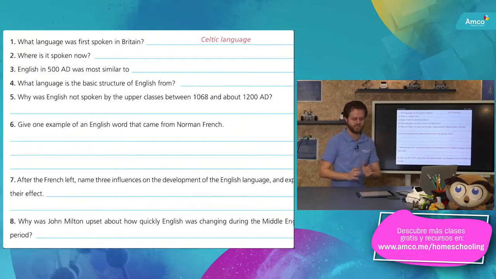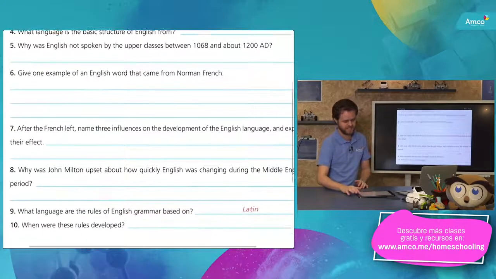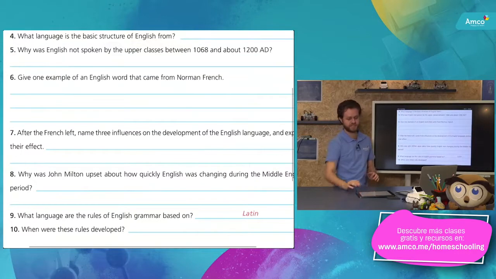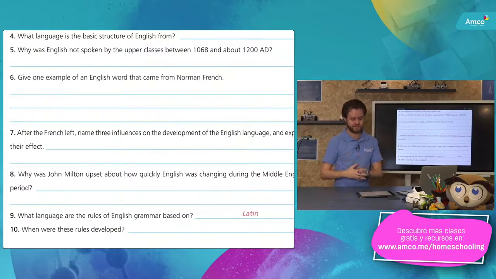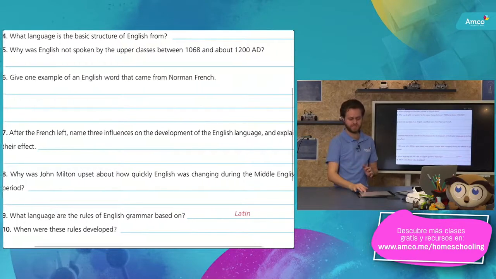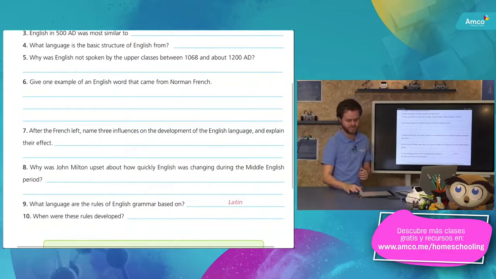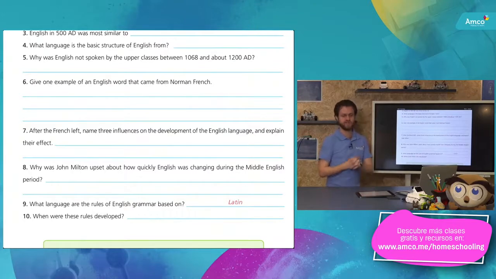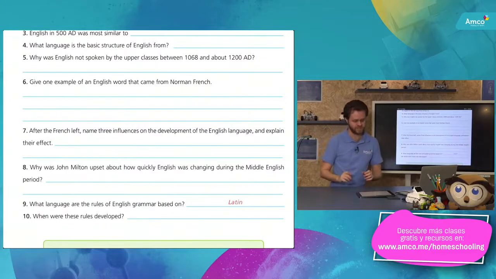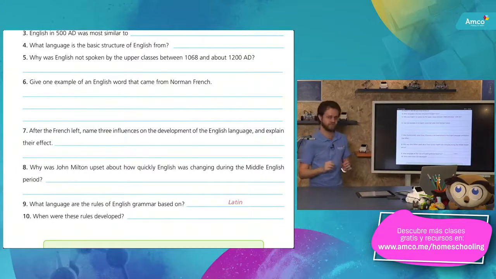Number 5, why was English not spoken by upper classes between 1068 and 1200 AD? Okay, give one example of an English word that comes from Norman French. After the French left, name 3 influences on the development of the English language and explain their effects. Number 8, why was John Milton upset about how quickly English was changing during the Middle English period? He was very specific about that. What language are the rules of English grammar based on? And finally, when were these rules developed?